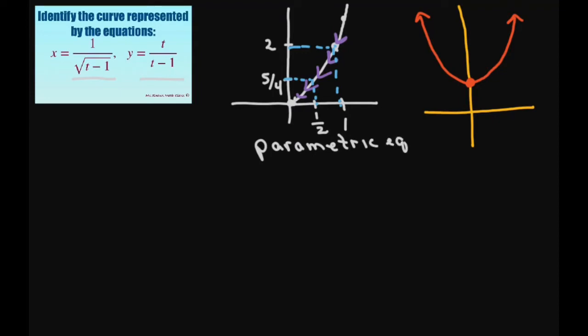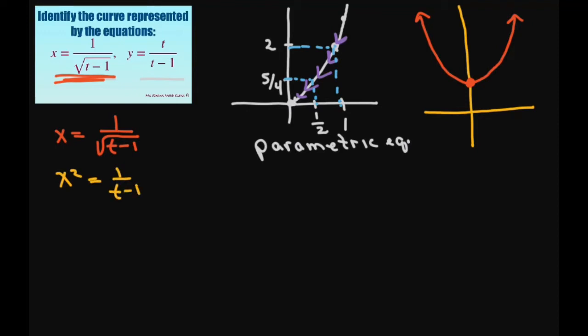And I just put some values in and kind of graphed it like that. But anyway, let's solve for t in this equation. If you solve for t in the equation for x, you're going to get x equals 1 divided by the square root of t minus 1. If you square both sides, you get x squared equals 1 over t minus 1.